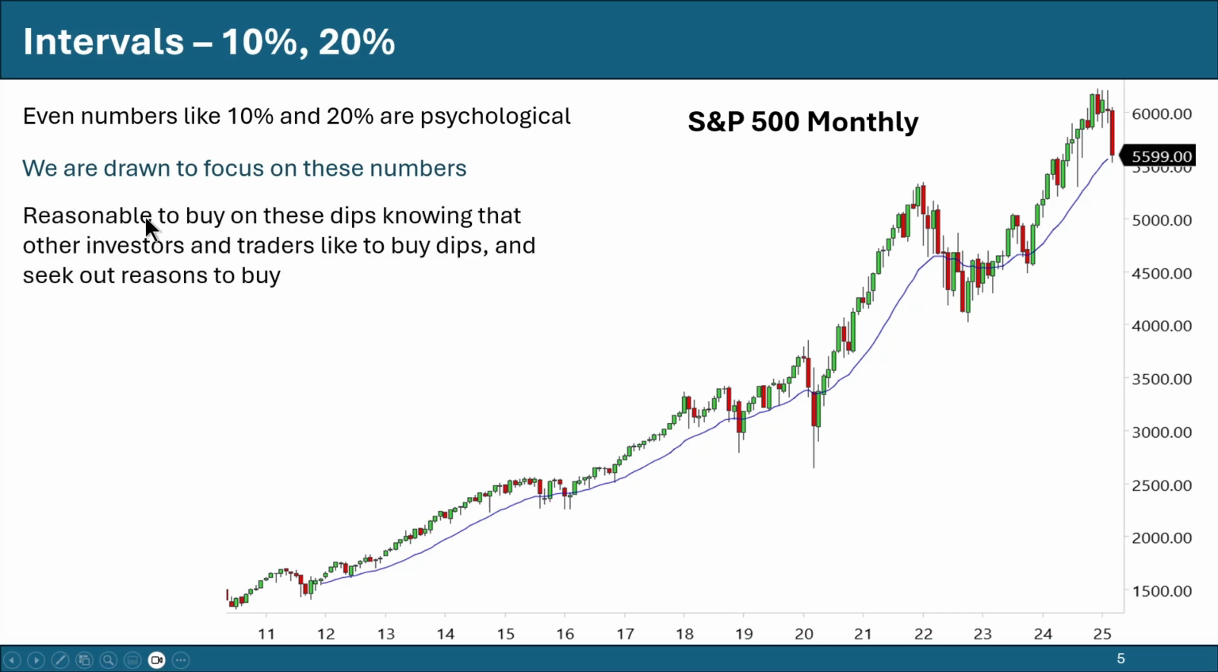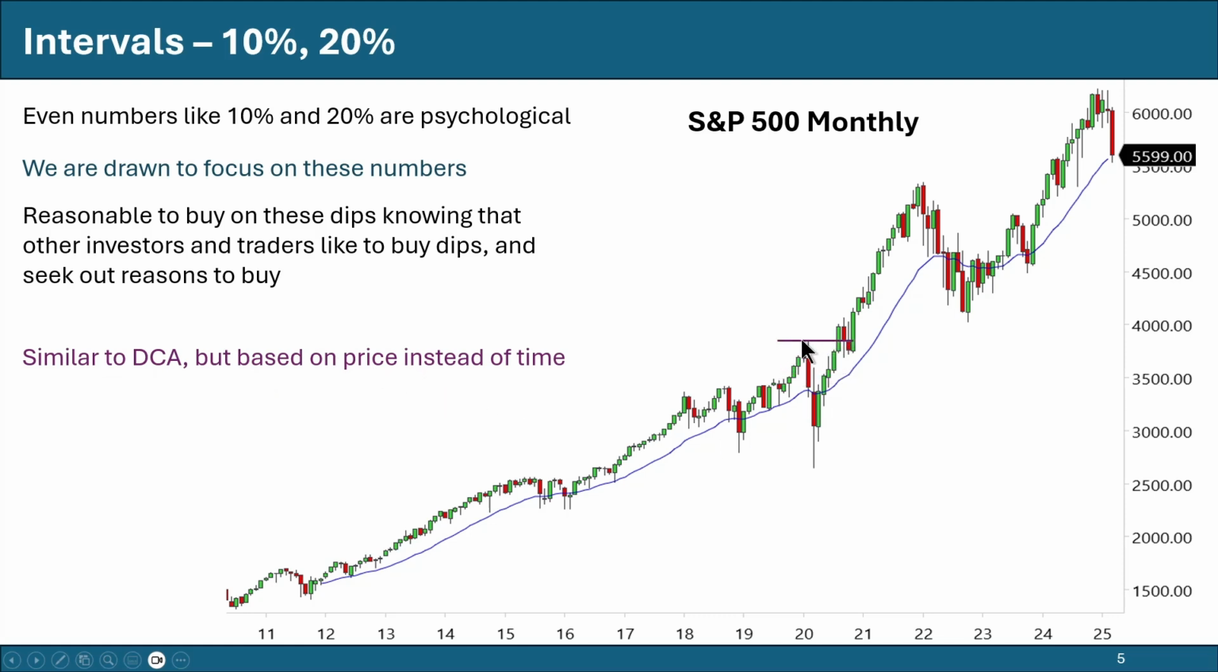And when people are looking to buy on dips, they're going to be drawn to numbers like 10% and 20%. So it's going to be reasonable to buy at these numbers as well. Right? Not putting everything in at these numbers, but putting in some. You're dipping your toes in around these numbers. So it's similar to dollar cost averaging, but it's based on price instead of time.